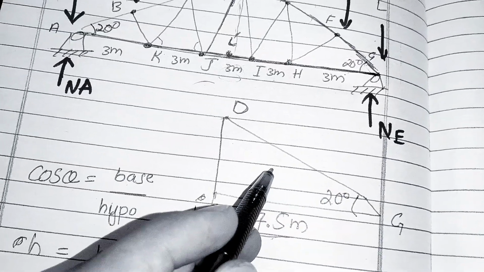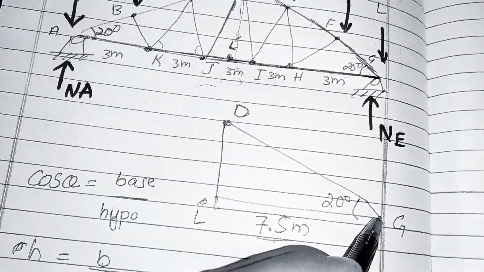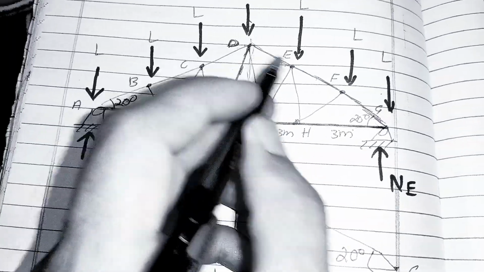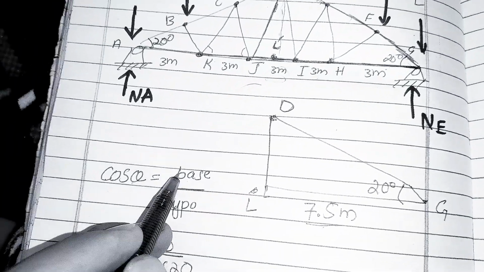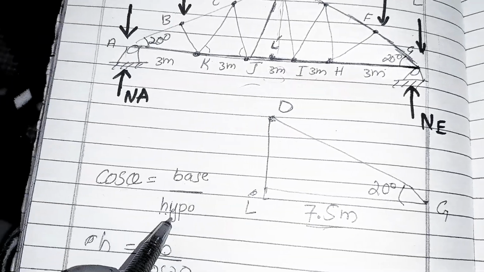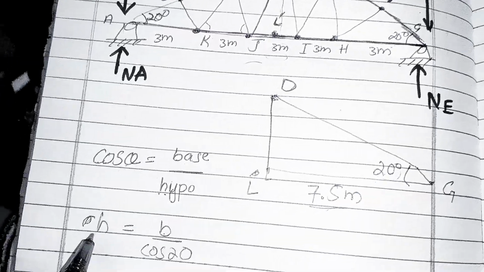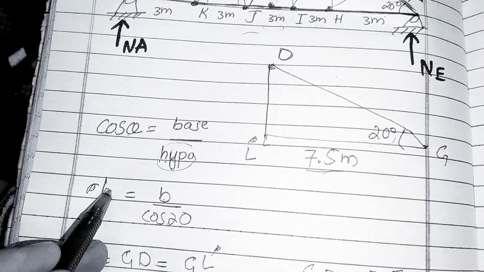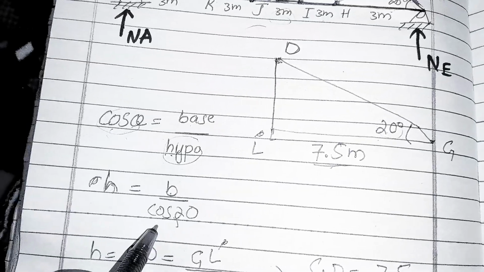Okay, so first of all, we need to find the length of this hypotenuse, D to G. You know that cos theta is base divided by hypotenuse. So cos theta is for 20 degrees, and we need to find the hypotenuse. So I move the hypotenuse, which is unknown, to the left side, and cos theta, which is already known, to the right side.